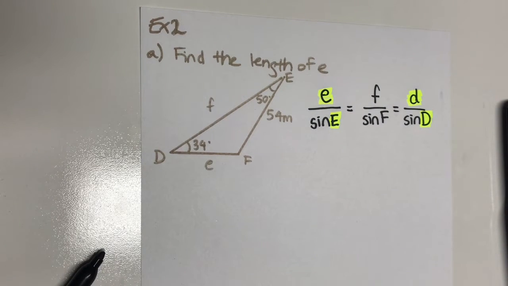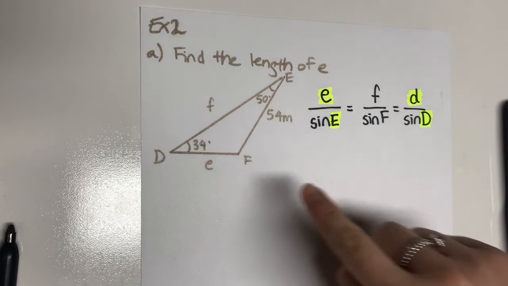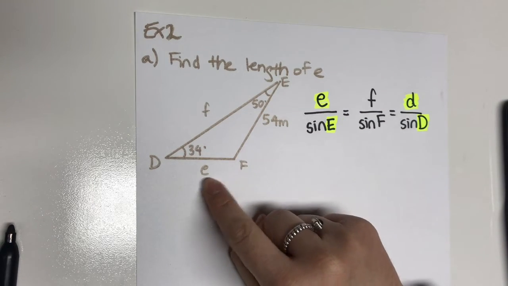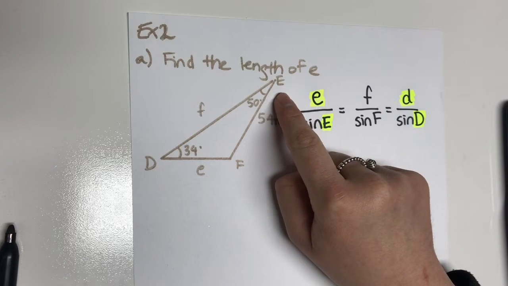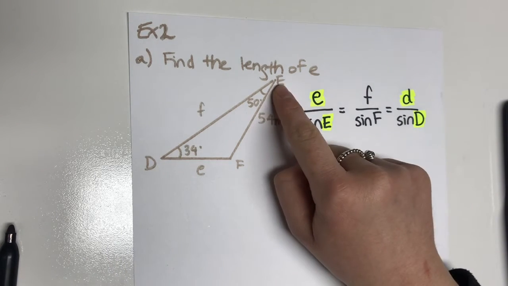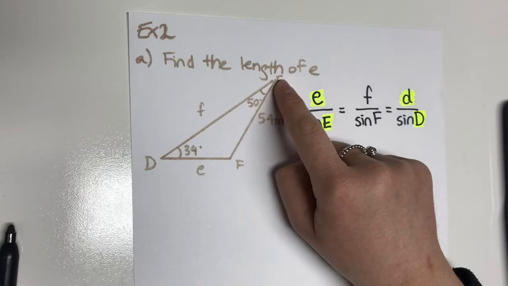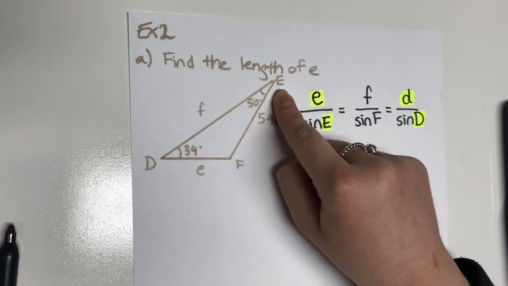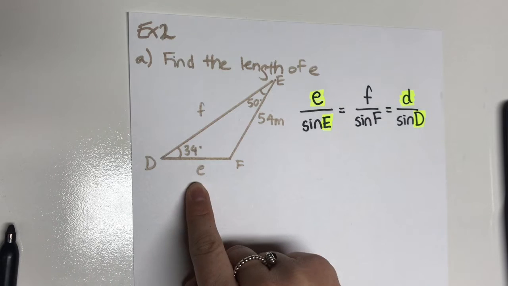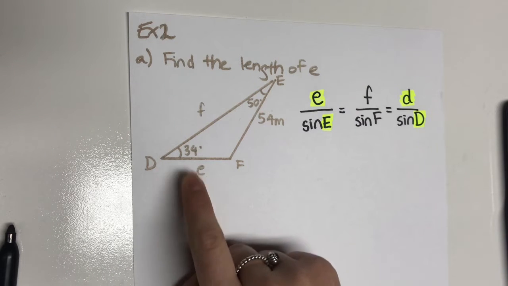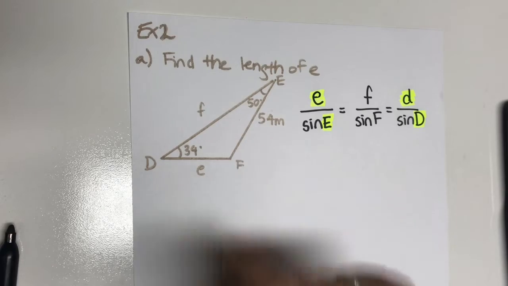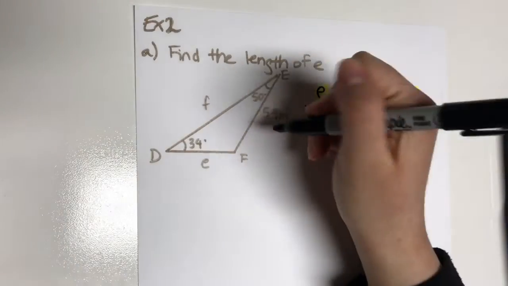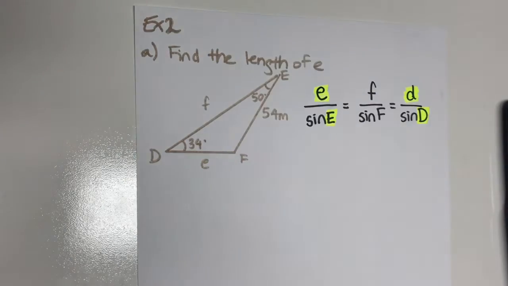And just remember, when we're labeling our triangle, we always label the sides as lowercase letters and the angles as uppercase letters. And it's always opposite. So opposite of uppercase angle E is lowercase side length e. Opposite uppercase angle D is side length lowercase d. It's not really labeled on this part, but this would be d.